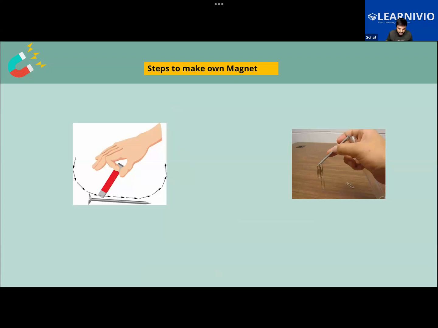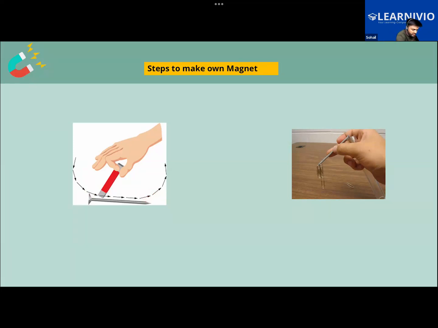Next, we're going to learn how we can prepare a magnet, make a magnet. To prepare a magnet, let's say you have taken a rectangular piece of magnet, a bar magnet here. We are placing one of its poles near the edge of the iron nail, and without lifting the bar magnet, move it along the iron nail till it reaches the other end. Getting it? Like in this manner.